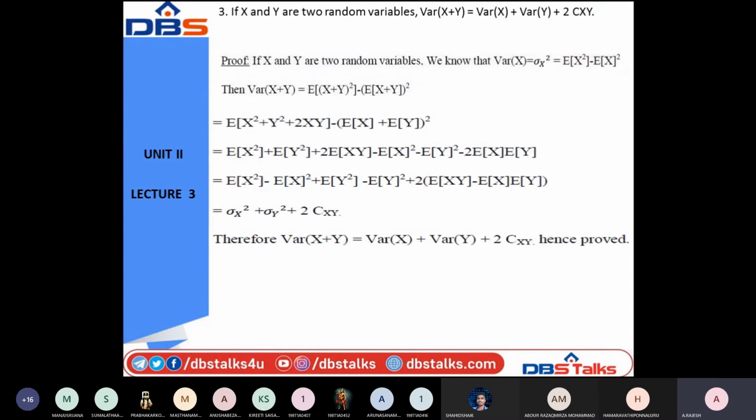So coming to the next one, if x and y are two random variables, variance of x plus y is equal to variance of x plus variance of y plus 2 into c of xy. So we need to prove this. So if x and y are two random variables, we know that variance of x, that is sigma x square, is equal to e of x square minus e of x whole square. See here, observe carefully.